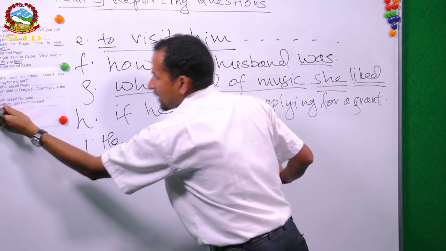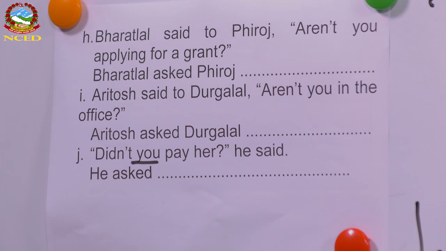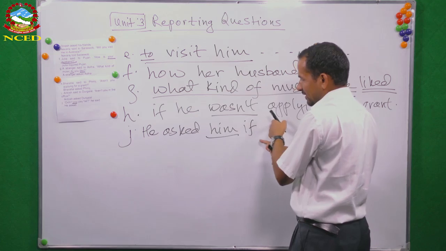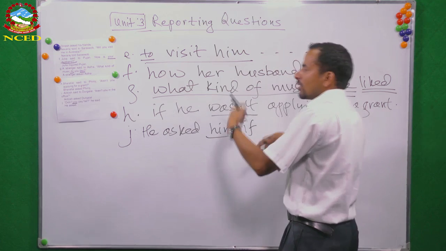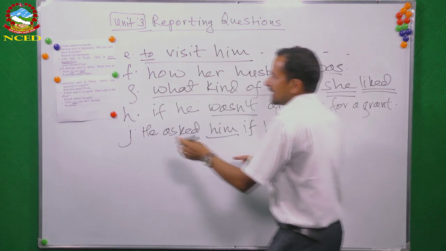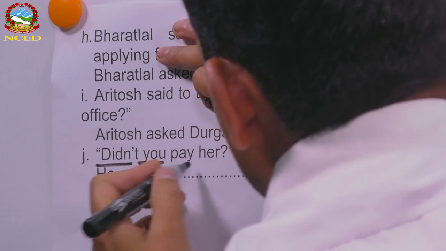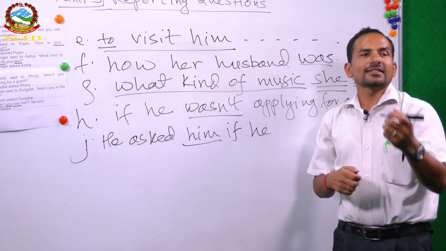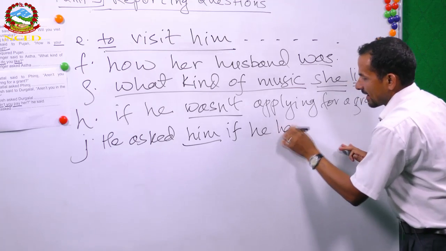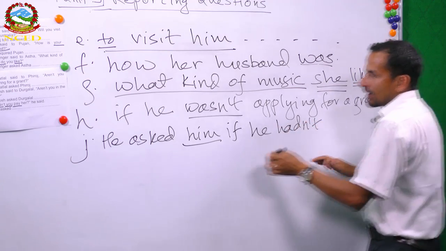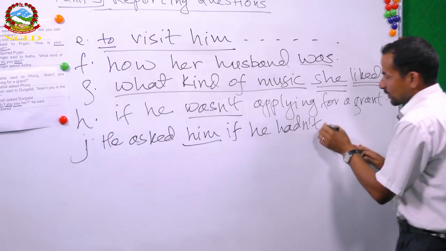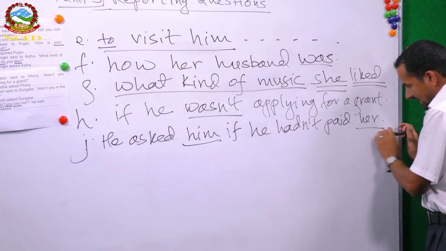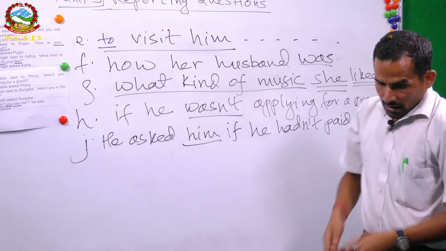The word you is there. Now you is changed according to the object of the reporting clause. Earlier, when it was me, we would put I. Now him is the object, so we use he, right? Didn't pay is simple past. What happens with the simple past? We change this into past perfect. If he hadn't paid, it's negative as well. So if he hadn't paid, her stays her, because we don't change the third person pronoun. Okay.